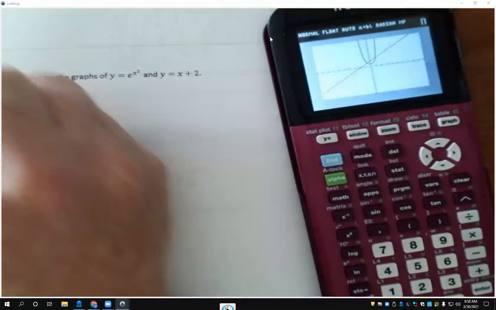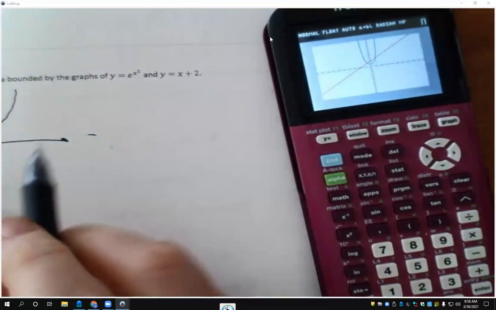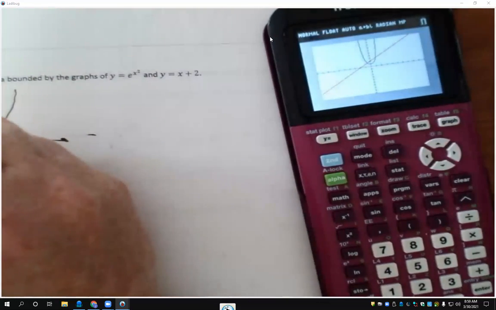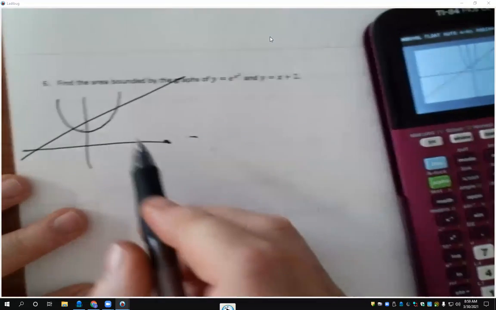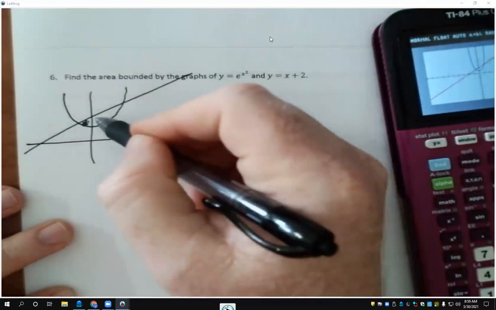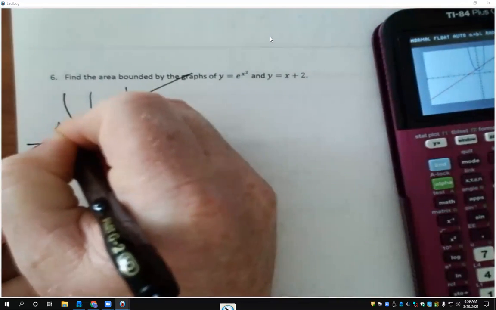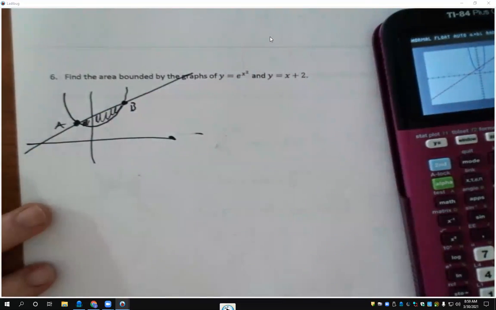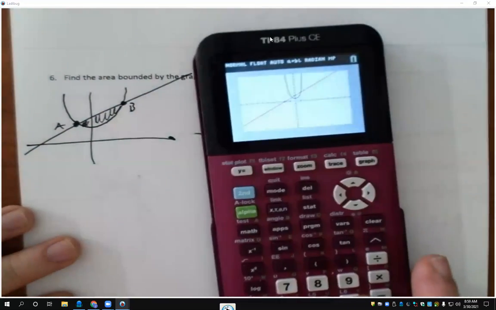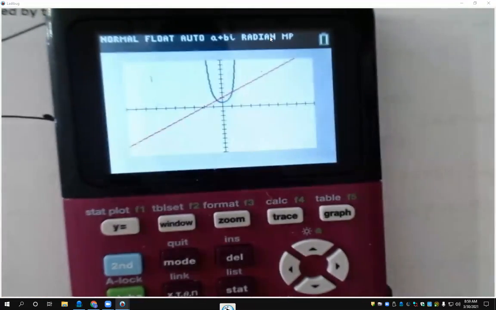Okay, so I'm just going to sketch that on my paper just so I have an idea what we got going on here. But e to the x squared looks like that. And x plus 2 looks something like that. Okay, so I have a little bit of area here, and then all this area in here. I have to find this a value, and I have to find this b value so I can do my upper and lower limit. Okay, so in my calculator, let me zoom in so you can see this a little better.